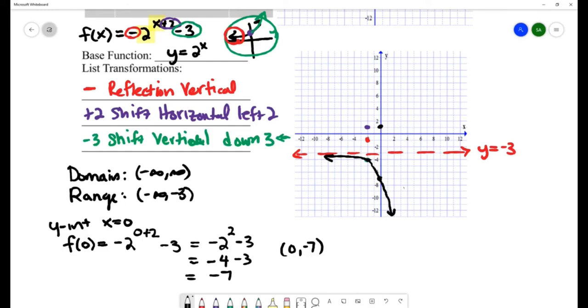And then the last question that was asked was about the horizontal asymptote. We already found that using the transformations, our horizontal asymptote is at y equals -3.